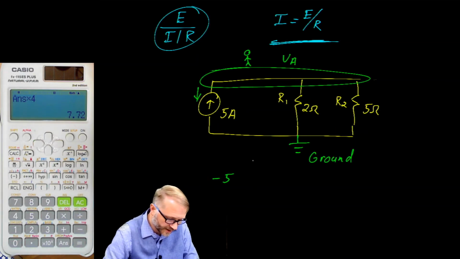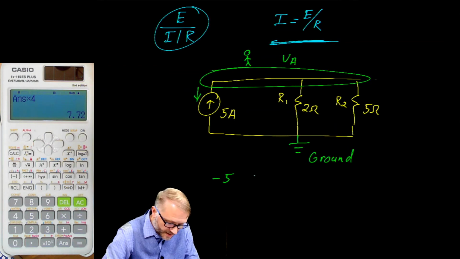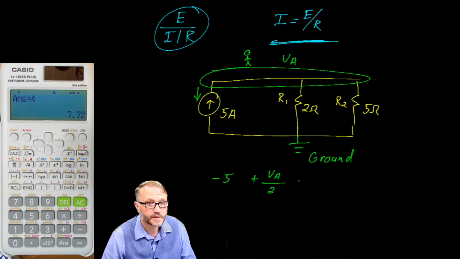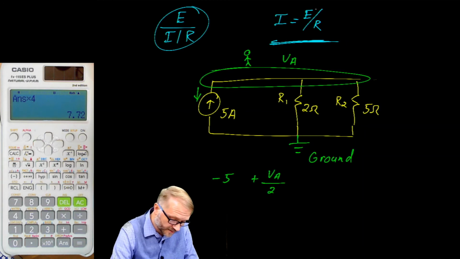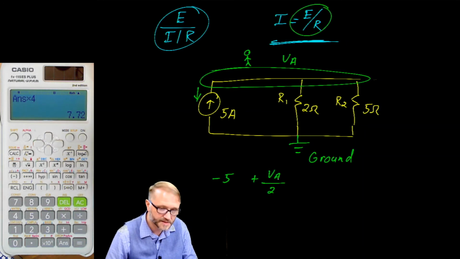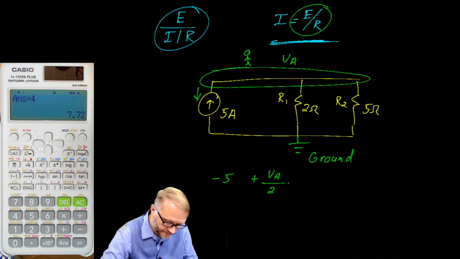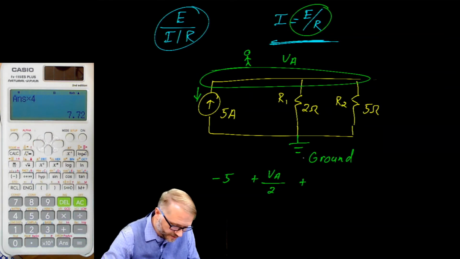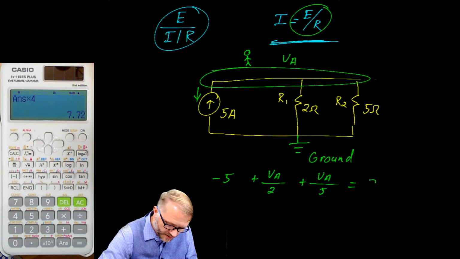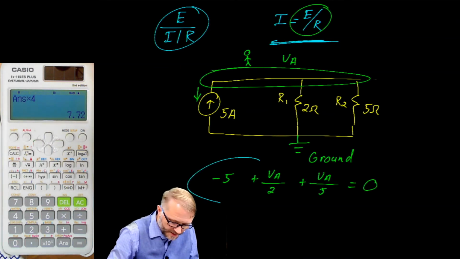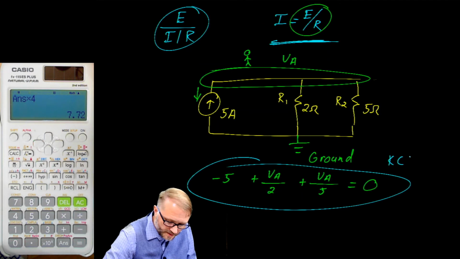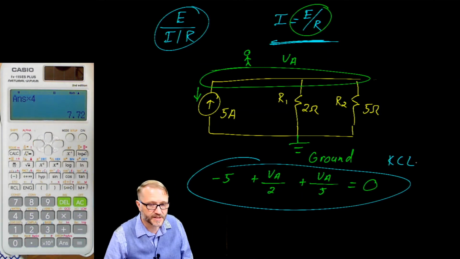Now we go to the R1 and we assume that the current is leaving. So we would say that is voltage A over 2 ohms. That is current, right? We have a voltage over resistance. And we're assuming it's leaving the node. Next we do resistor 2. So we would call that voltage A divided by 5. And we set that equal to 0. This works because of Kirchhoff's current law. You remember the summation of currents on a node is equal to 0.